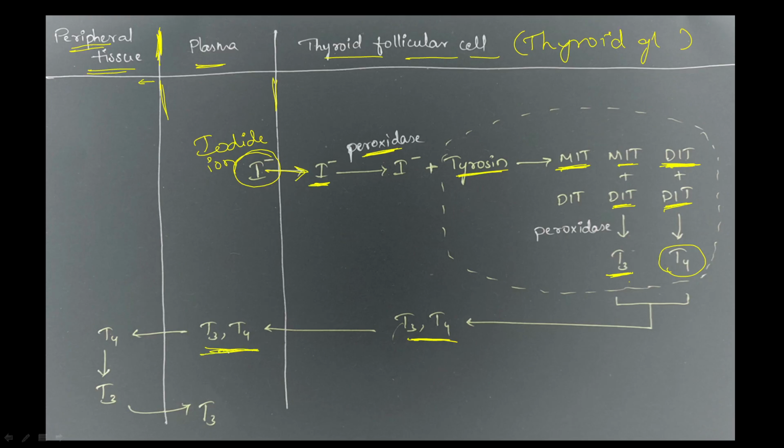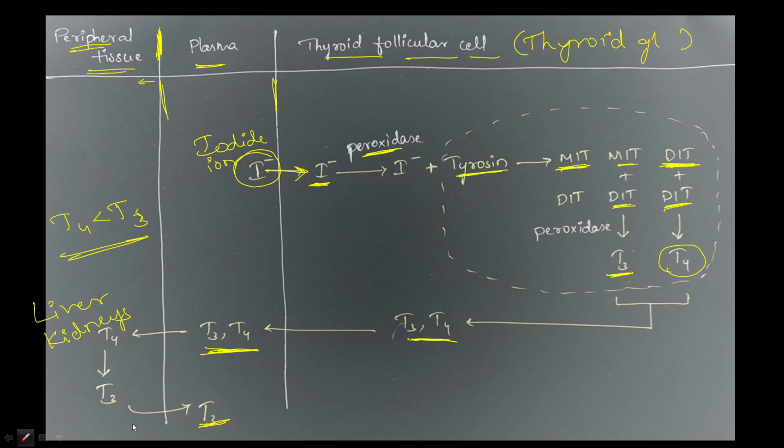And now this T4 is converted into T3 in peripheral tissues. In case of thyroid hormones, the peripheral tissues are liver and kidney. In liver and kidneys, the T4 is converted into T3 and then this T3 again enters the plasma. T4 converts into T3 because T4 is less potent than T3. So there is a need for the conversion of T4 into T3. Okay.